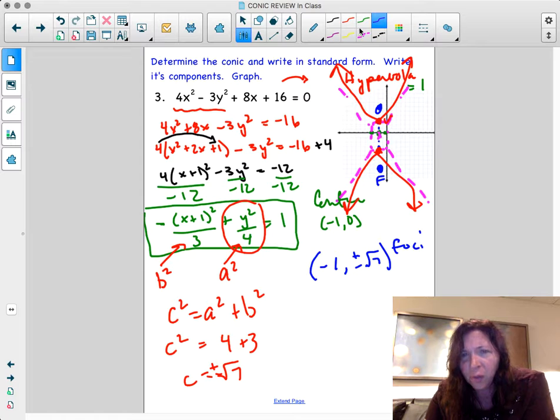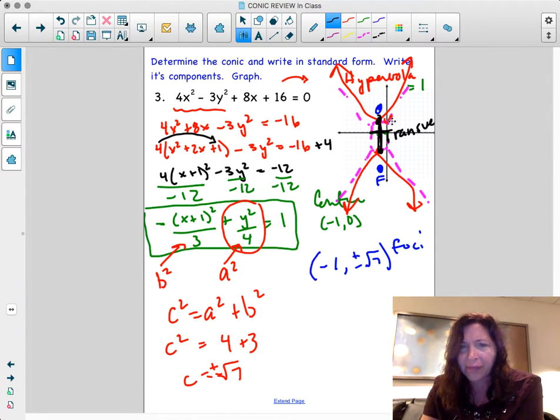Additionally, you do need to know what your transverse axis is. The transverse axis is the axis that connects the two vertices. So this is my transverse axis. And then the other axis, which really doesn't connect anything other than the endpoints of the box that holds the asymptotes, is called the conjugate axis.